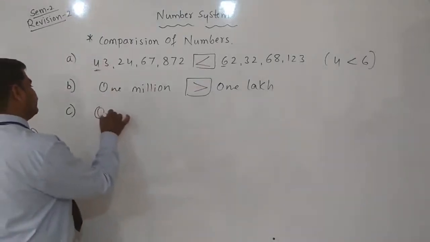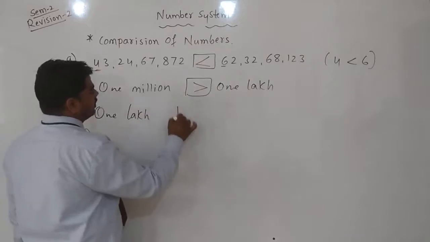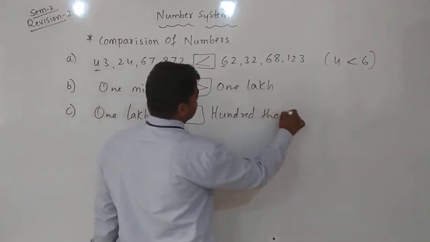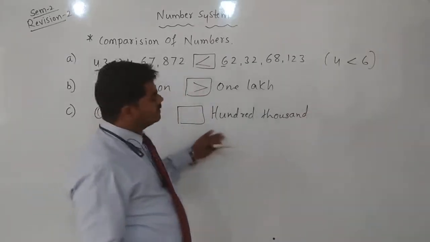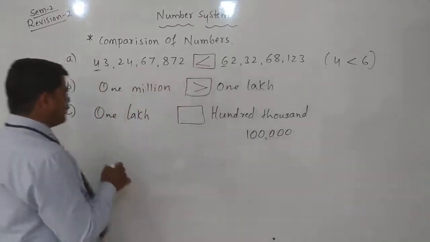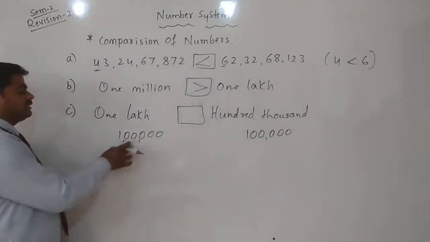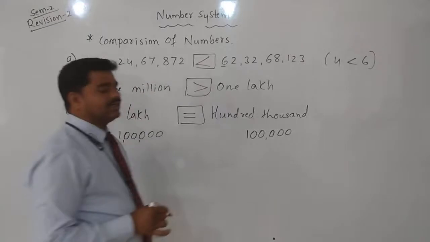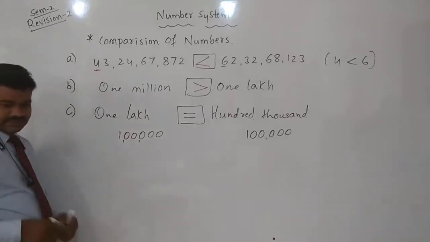1 lakh and 100,000. Very simple, we learned this one in 4th standard. 1 lakh compared with 100 thousands. 100,000 is the international number system. You can write 100,000. How many digits? 6 digits. 1 lakh is also a 6 digit number. We can insert commas according to the Indian number system. Here 5 zeros after 1, here also 5 zeros after 1. Then we can write it is equal. 100,000 is nothing but 1 lakh. Yes. Next.